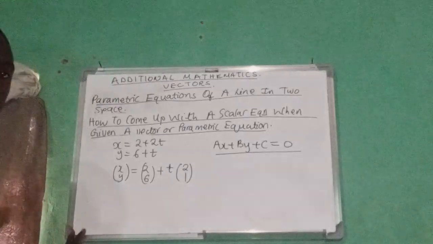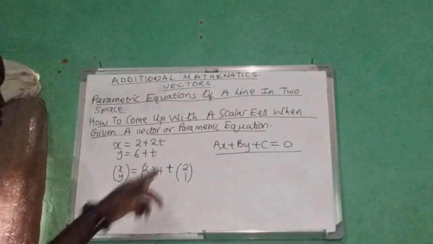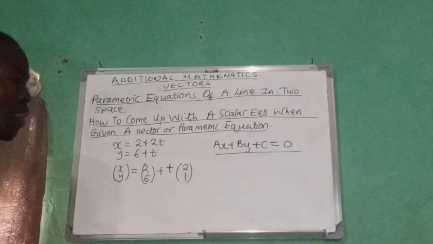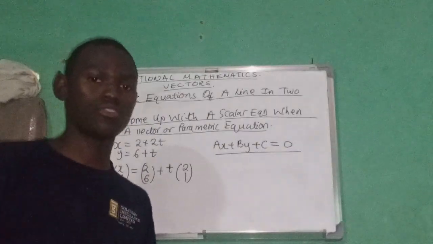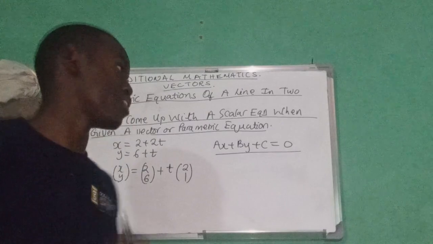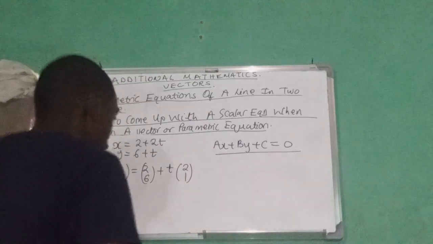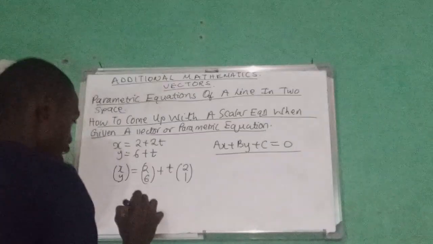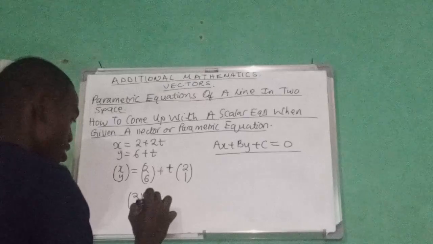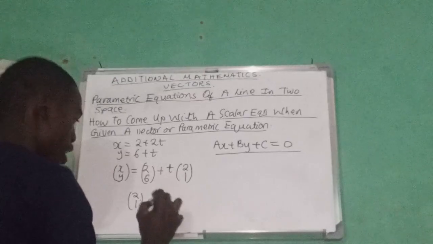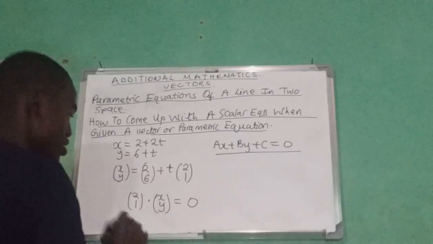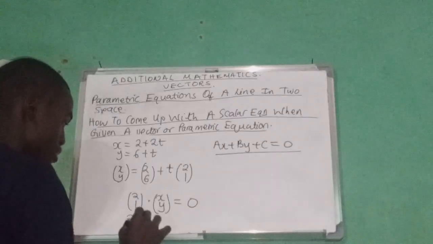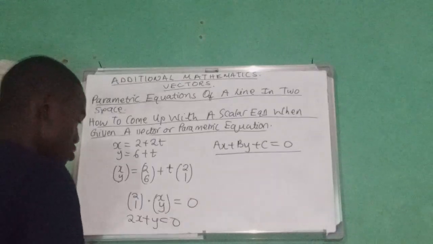So this is the second method. The first method was to use t, but in this video, we're going to use both methods. So let's use the normal vector. We have (2, 1) as a direction vector. You multiply by (x, y) is equal to 0. (x, y) is the normal vector. So 2x plus y is equal to 0.